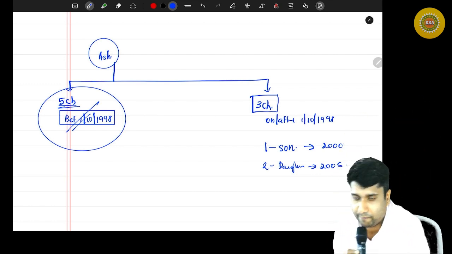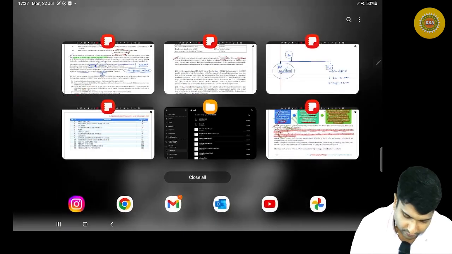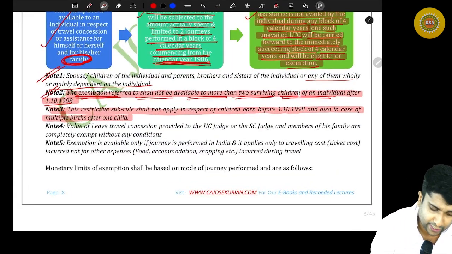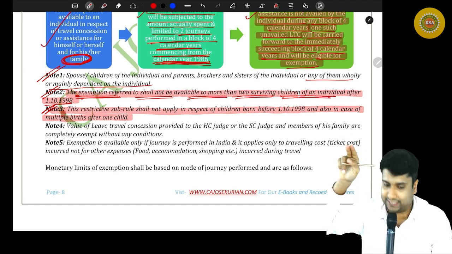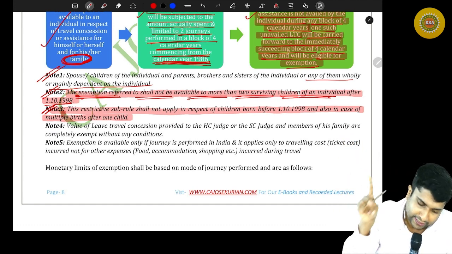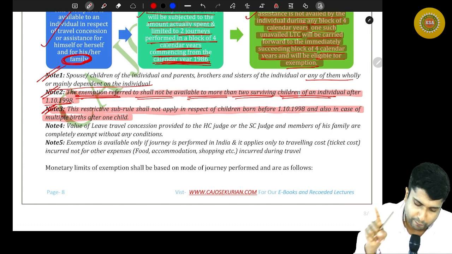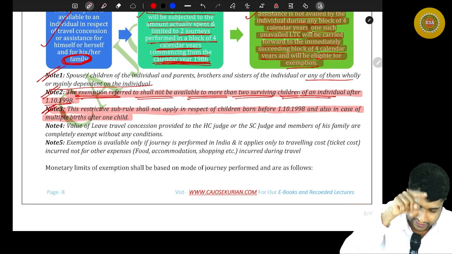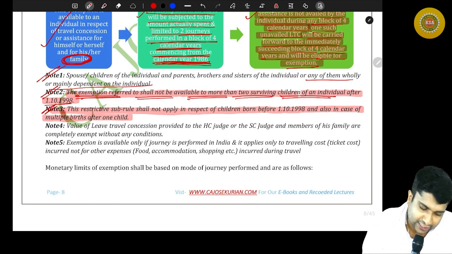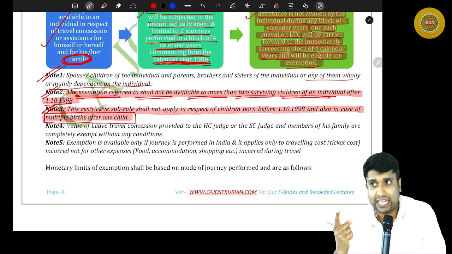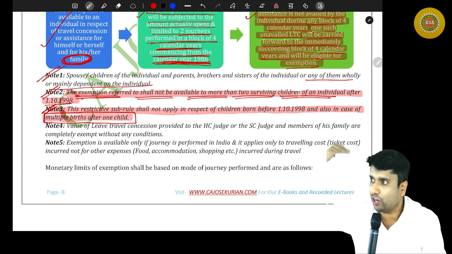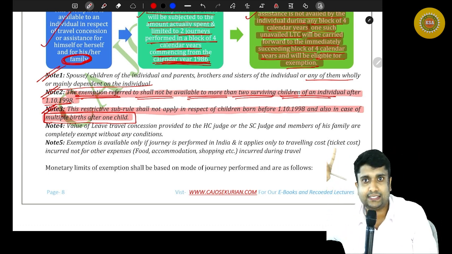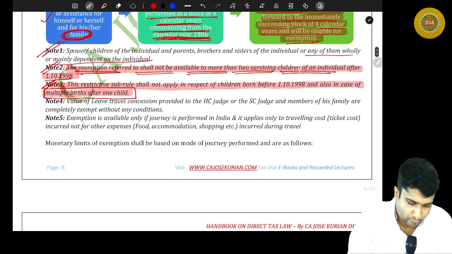So we will read this note again. Can you read note number 3? This restrictive sub-rule for the 2 children restriction shall not apply in respect of children born before 1st October 1998 and also in the case of multiple birth after one child. You have a son, thereafter you have multiple, no problem. This restriction is not applicable. You can take all of them and claim the exemption. Is that clear?